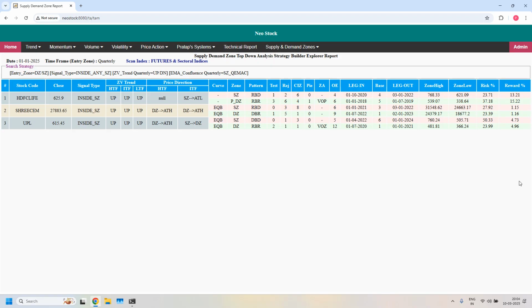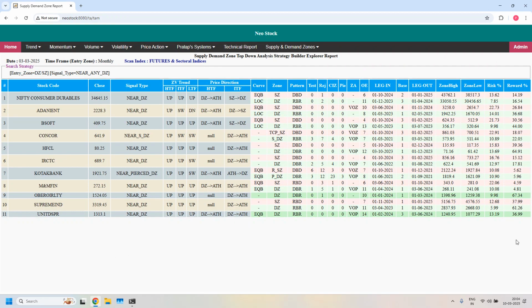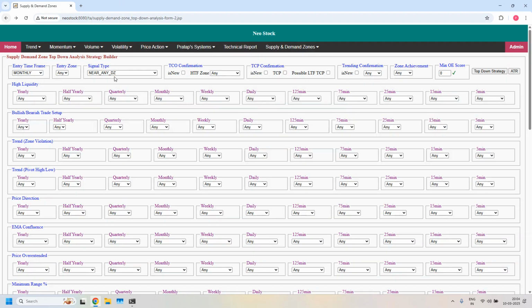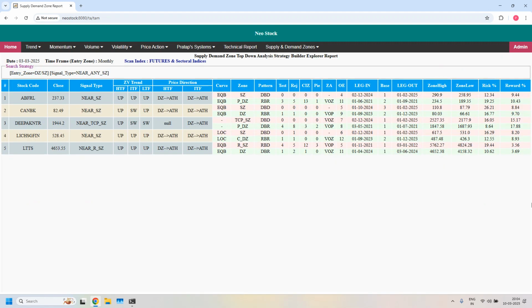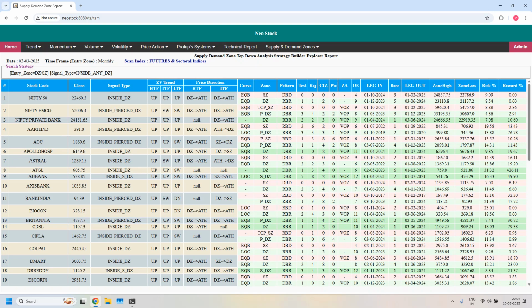This is about quarterly. Next time frame is monthly. Stocks near monthly demand zone, 11 stocks we got. Next, near monthly supply zone, we got 5 stocks. Next, price closed inside the monthly demand zone. First 19 stocks, scrolling the list down.